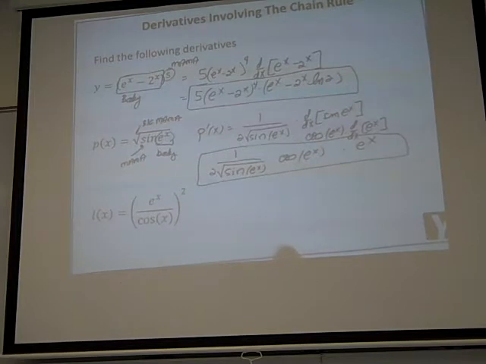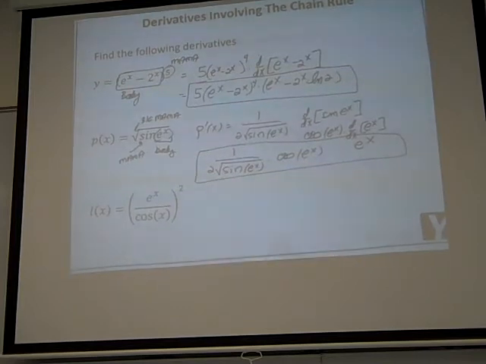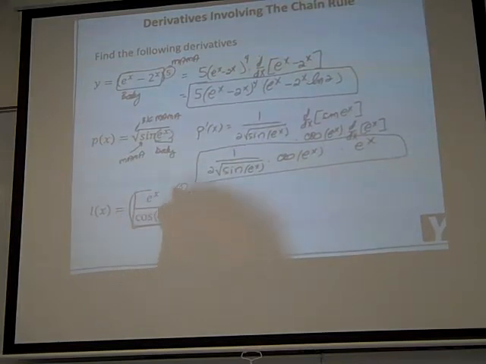Okay. One more problem. We have e to the x over cosine of x, the whole thing being squared. I think it's pretty clear that the square is the mama. The baby is the whole e to the x over cosine of x. And I think some of you already know what I'm going to say. This is a quotient rule.